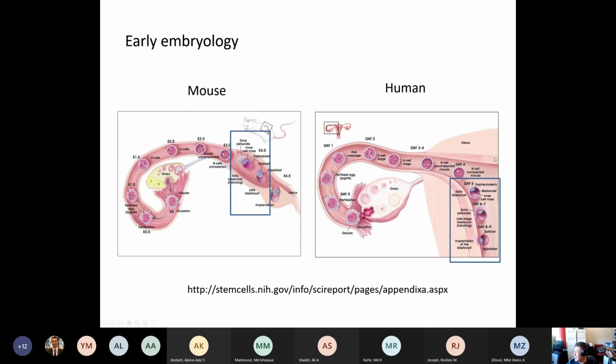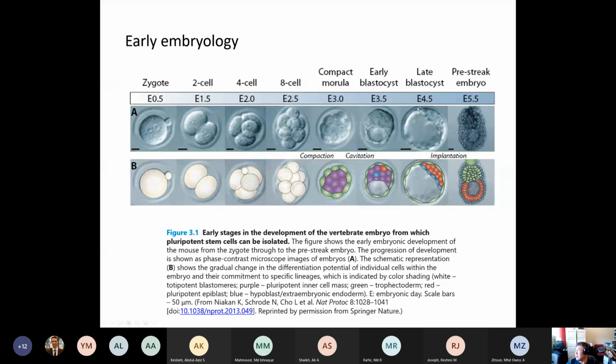So on the right side, it's just the human counterpart. The only difference there is timing. The human apparently will take more time to go through the process I just described. Okay, so we're not going to do human studies ourselves. So here we have a more detailed illustration of early development, and I will repeat the terms again. So at the beginning, it's called a zygote, and that's called a polar body.